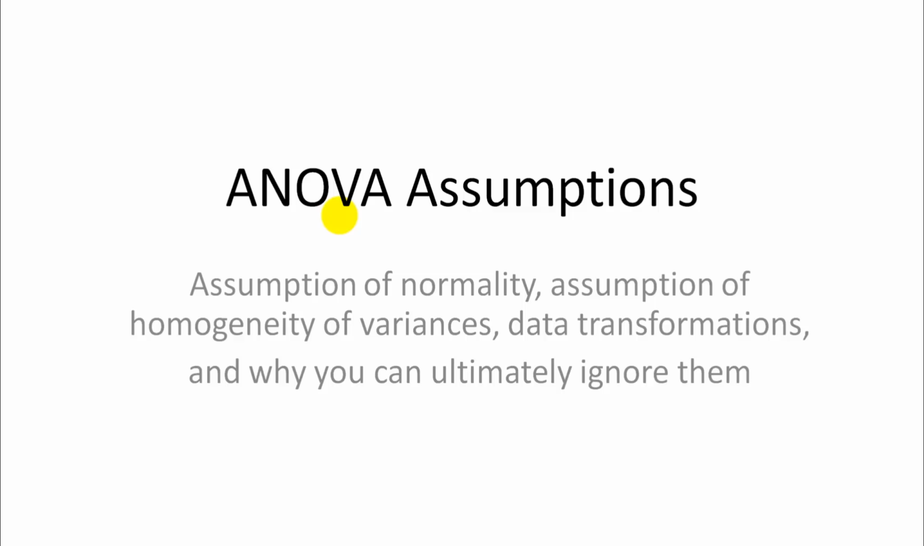any statistical design. The assumption of normality and the assumption of homogeneity of variances are the other two that apply to parametric statistics. And ANOVA is one of them. So I show you how you can check for assumptions of normality and homogeneity of variances. We'll go over data transformations if your data is not normal. And then I also tell you why you can ultimately ignore those two assumptions. These are actually not particularly important.